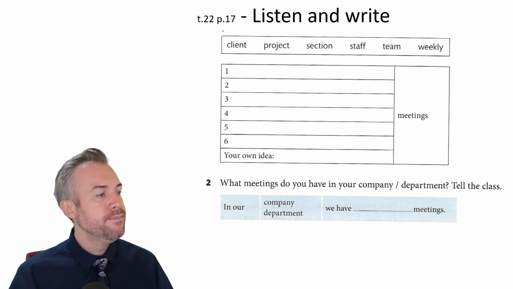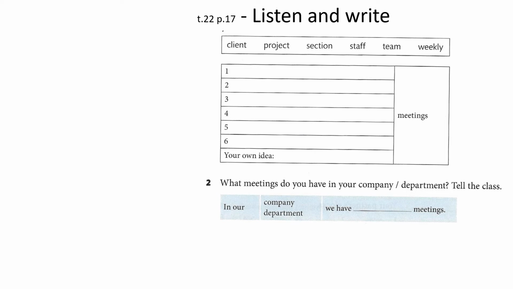Let's listen now. Track 22. Module 3.2. 1. Section meetings. 2, Team meetings. 3, Project meetings. 4, Weekly meetings. 5, Client meetings.